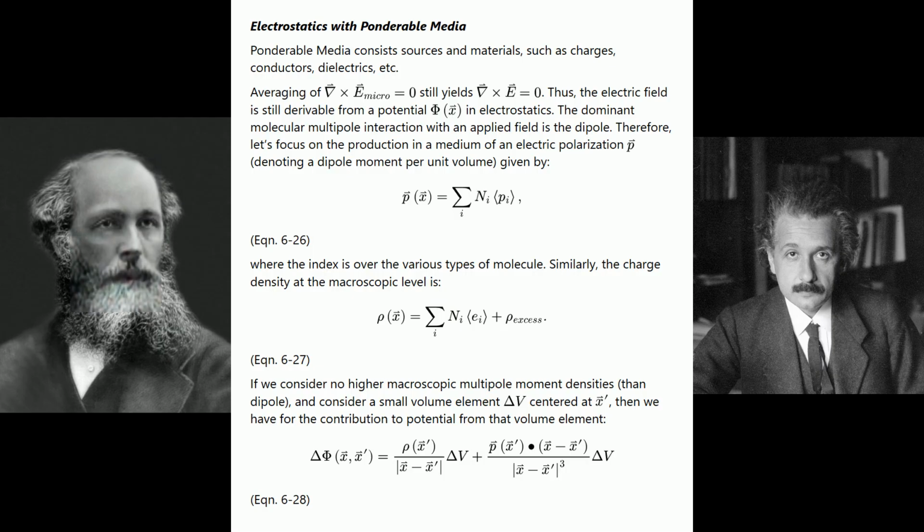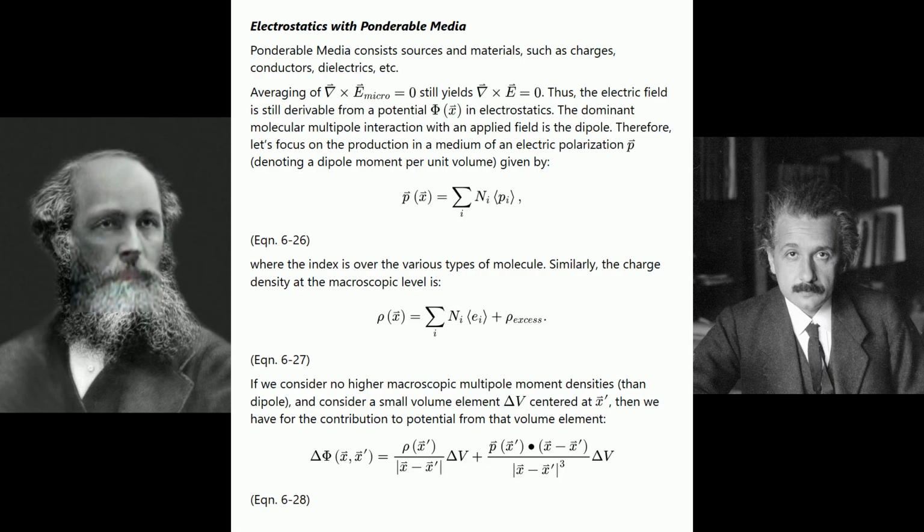The dominant molecular multipole interaction with an applied field is the dipole. Therefore, let's focus on the production in a medium of an electric polarization P, denoting a dipole moment per unit volume, given by equation 6-26, where the index is over the various types of molecule. Similarly, the charge density at the macroscopic level is equation 6-27.